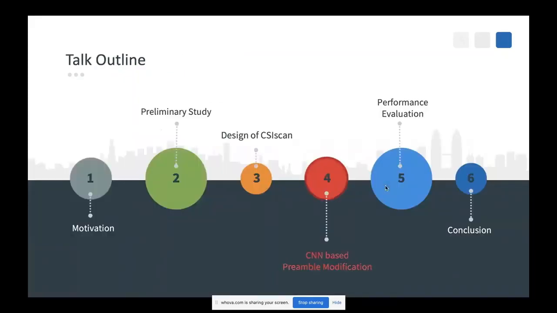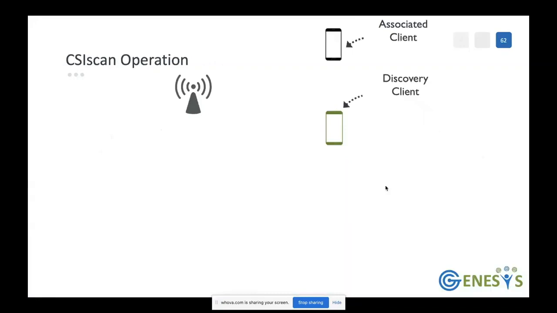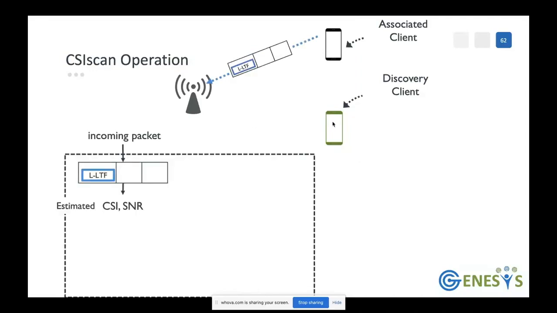Now to do that, we try to use machine learning. So how does this machine learning operation work? Let's say we have an access point, and there are 2 types of client: associated client and discovery client. Just to recollect, we are leveraging the communication with the associated client to send information for this discovery client. For that, we rely on the previous transmission from this associated client, and we estimate the CSI and the SNR. This will give us the channel quality for that particular link.